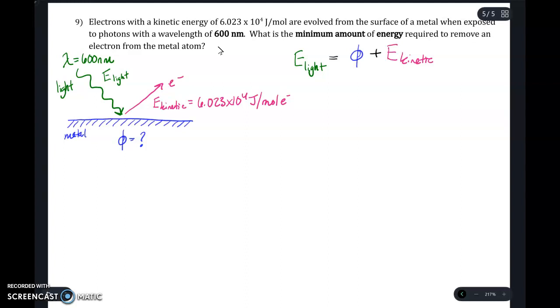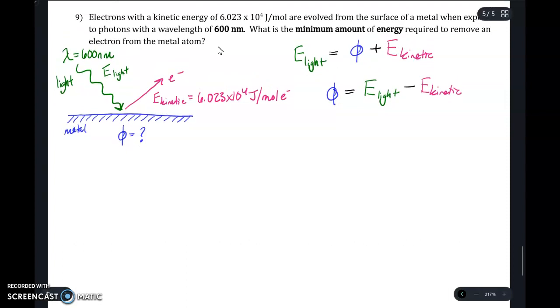So in this situation, if the goal is to solve for the work function, I'm rearranging this equation to note that the energy of the light minus the excess energy that's left over, the kinetic energy, should give me the work function. So I basically want to solve for what is the energy of the light coming in, what is the kinetic energy, and then subtract those two to get what the work function is.